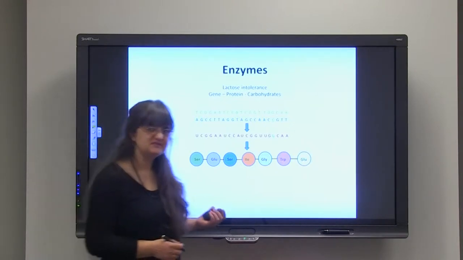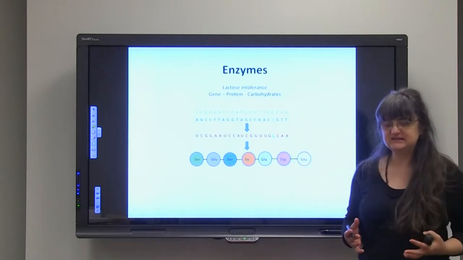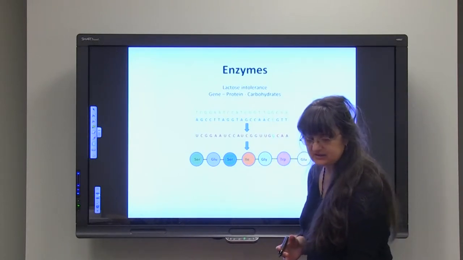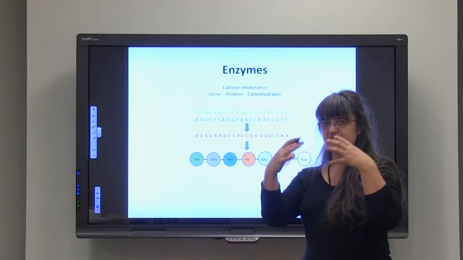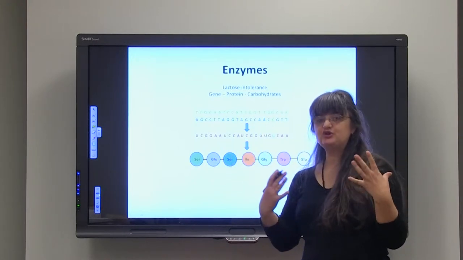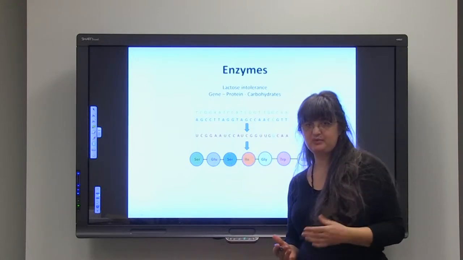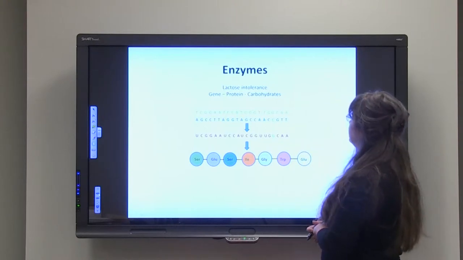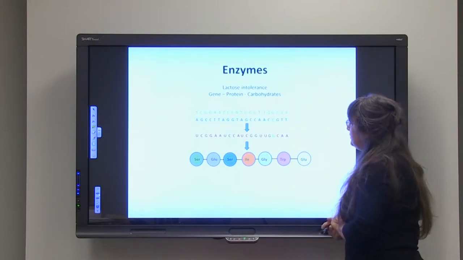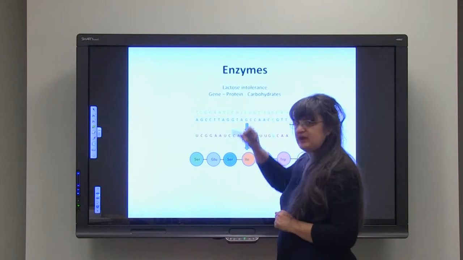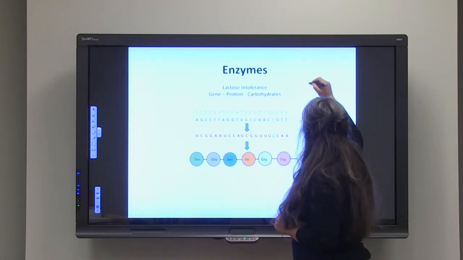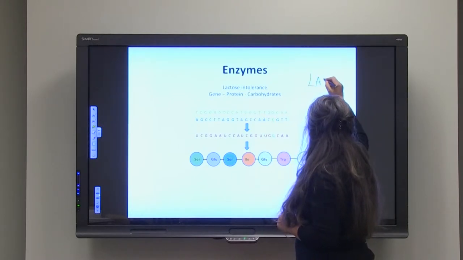What are the enzymes? Enzymes are catalysts. Enzymes are the ones who actually put things together and separate them. They're controlling how things are happening in our body, how processes are happening in our body. So the enzyme that is breaking down lactose is called lactase.